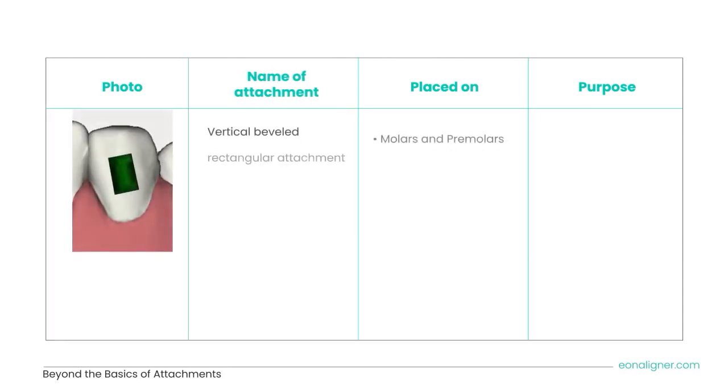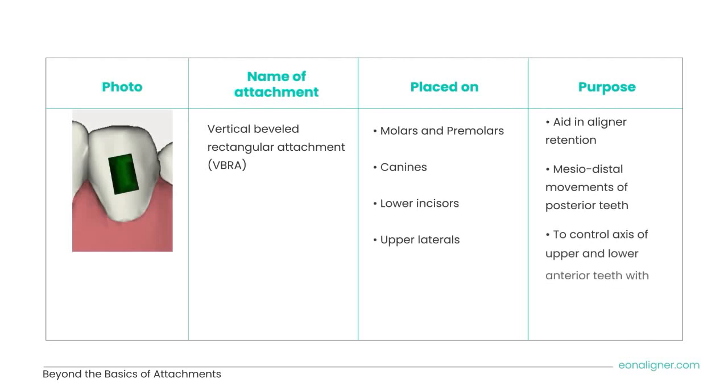Next is the vertical beveled rectangular attachment. Vertical attachments come with two active surfaces that enable root control movements, while attempting to move the teeth in mesiodistal directions. It can be placed on molars and premolars, canines, lower incisors, and upper laterals. Vertical beveled rectangular attachments also play a role in aligner retention. It is also used for mesiodistal movements of posterior teeth and to control the axis of upper and lower anterior teeth with mesiodistal movements and angulations.